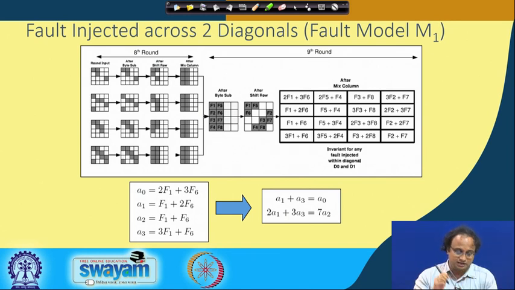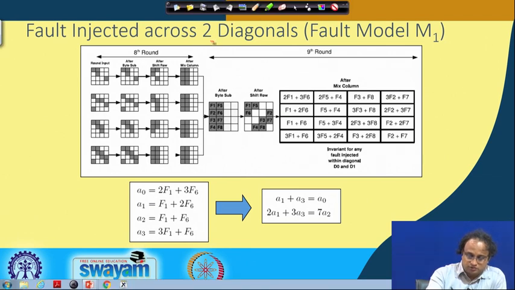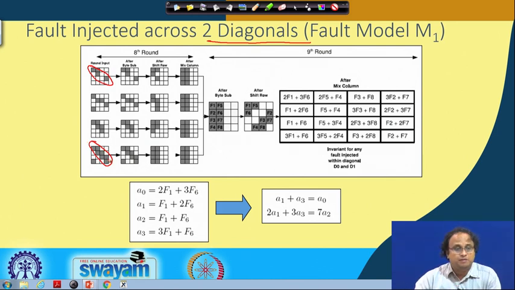For example, we are now considering faults which are propagating according to 2 diagonals. So in this case I have shown diagonal D0 and say diagonal D1. You can see that there are 2 diagonals which are corrupted. That could happen. You have scenarios like this where even 8 bytes out of 16 bytes are corrupted by faults.